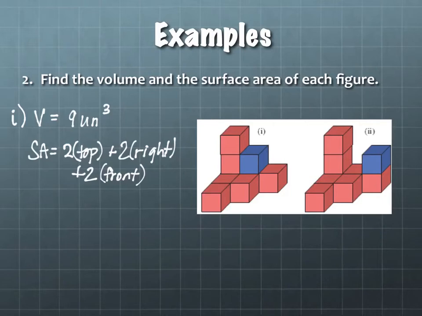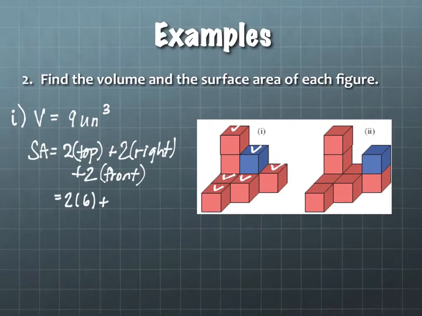Okay, so I'm going to do the top. If you look from the top down, how many can you count? How many squares do you count? 6. There's one here, one here, one here, here, here, and here. There are 6 from the top down. So 2 times 6.